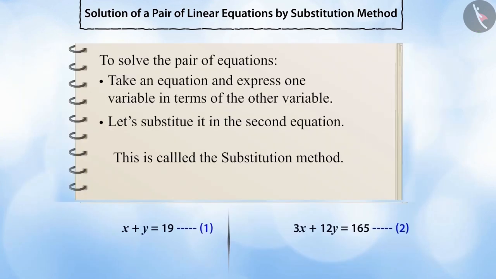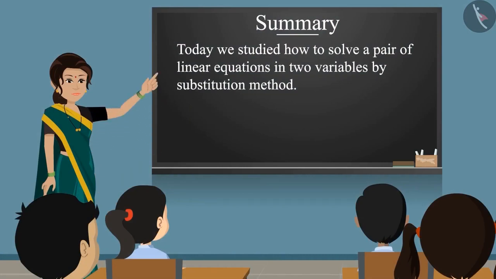Here, to solve the pair of equations, we have used one equation and expressed one of its variables in terms of another variable and substituted it in the other equation. And that's the reason this method is called the substitution method. In this video, we studied how to solve a pair of linear equations in two variables by the substitution method. In the next video, we will look at some examples based on this method.